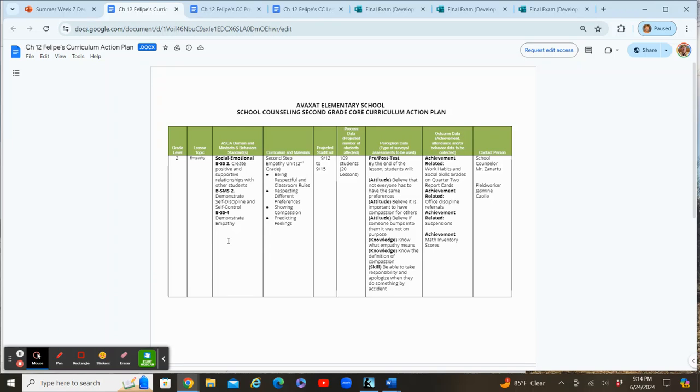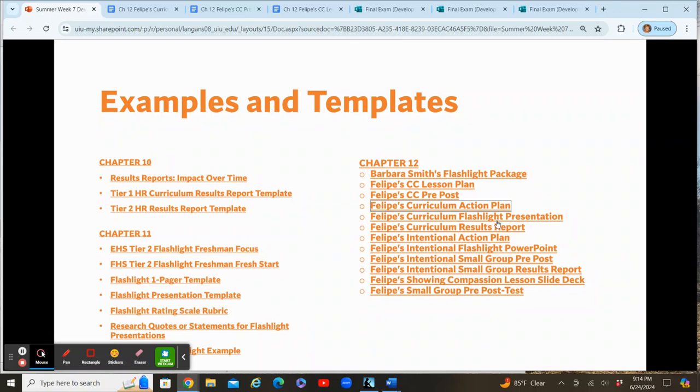Perception data is where you're looking to change either attitude, knowledge, or skills, and you're going to measure that in a pre or post test. Then the outcome data is where you're actually going to try to change achievement or achievement-related things, such as long-term graduation rates or long-term referrals for behavior. And then the contact person is also something that you put on that curriculum action plan.